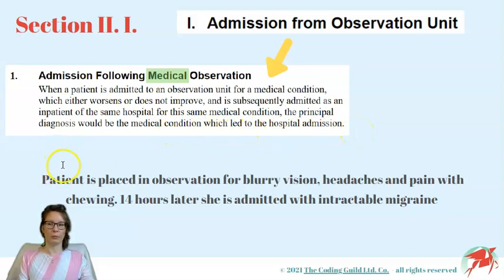For example, the patient is placed in observation for blurry vision, headaches and pain with chewing. 14 hours later, she is admitted with intractable migraine. According to the guidelines, we assign intractable migraine as the principal diagnosis because that is the condition leading to the hospital admission from the observation stay.